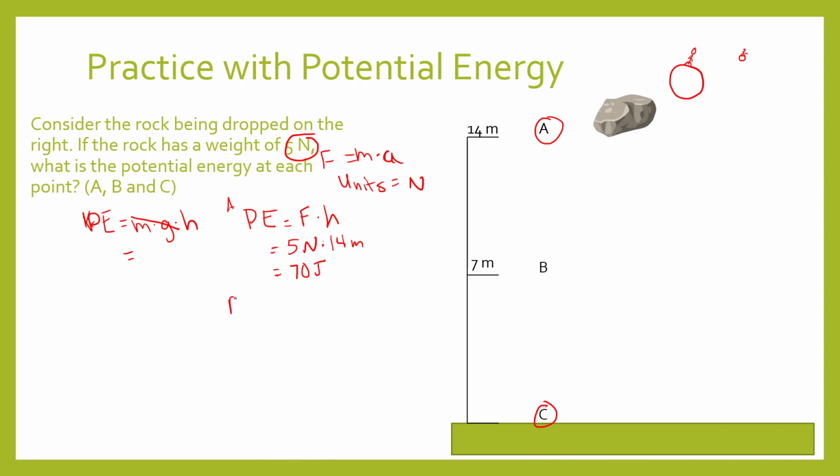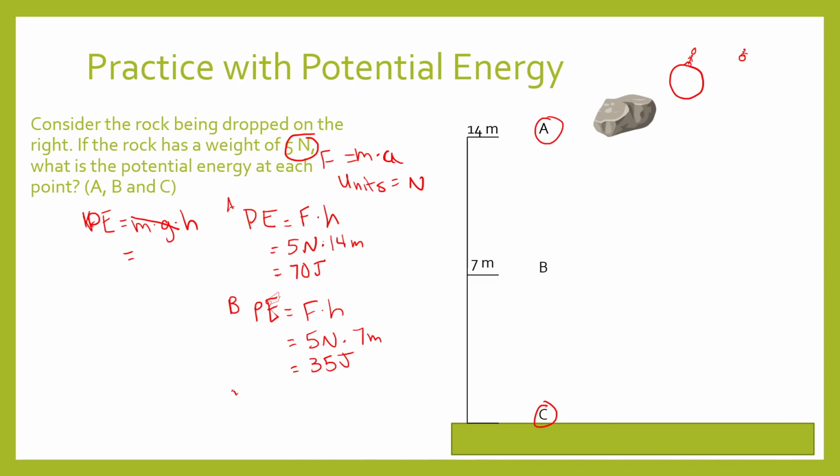At location B now, we are at half of the height, so our potential energy should be half of what it was. But let's find out just in case. Force times height. Our force is still 5 newtons. Our height is now 7 meters. 5 times 7 is 35 joules.